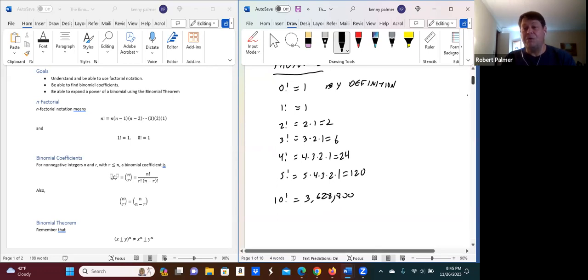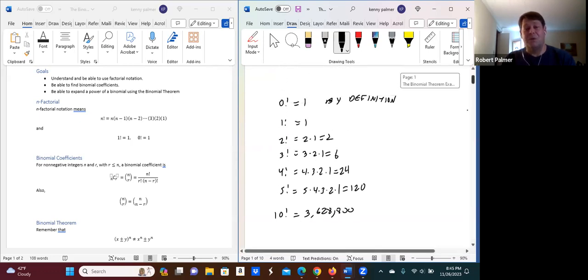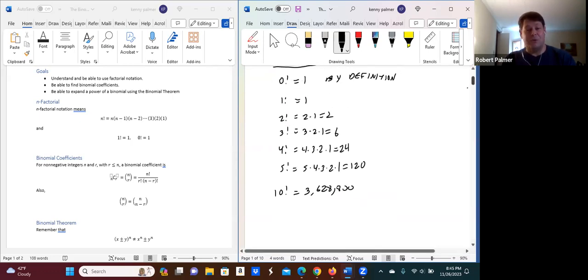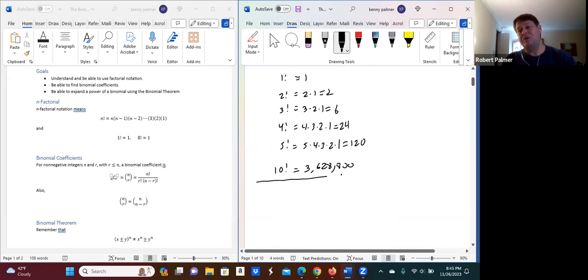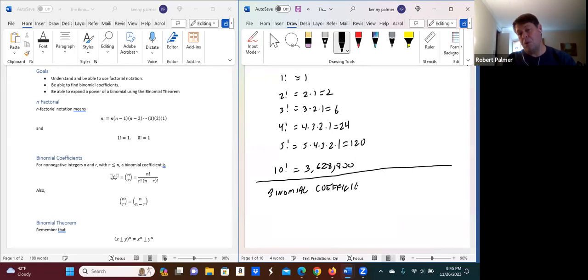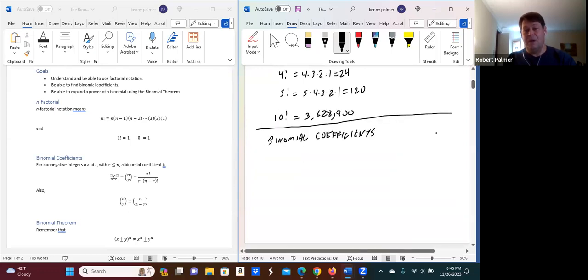As we'll see, we're going to use factorials and factorial notation in our next topic, which is called binomial coefficients. Remember, coefficients are numbers in front of variables. And as we'll see, these are going to be the coefficients in front of the variable terms we'll have when we multiply these binomials to different powers.